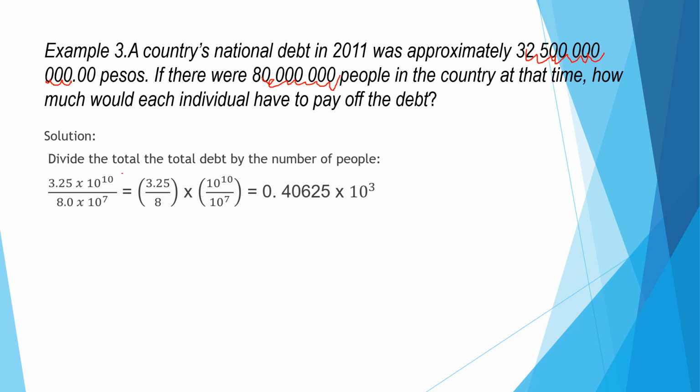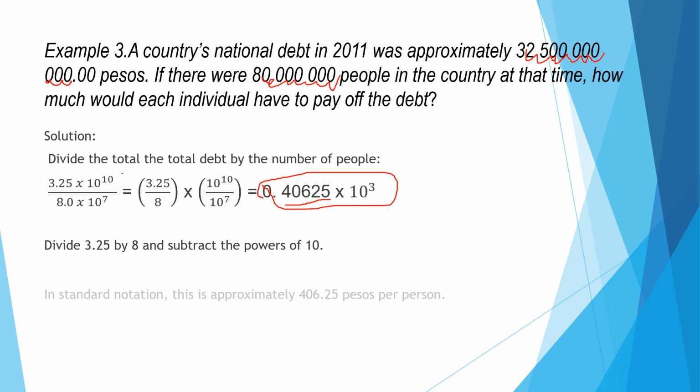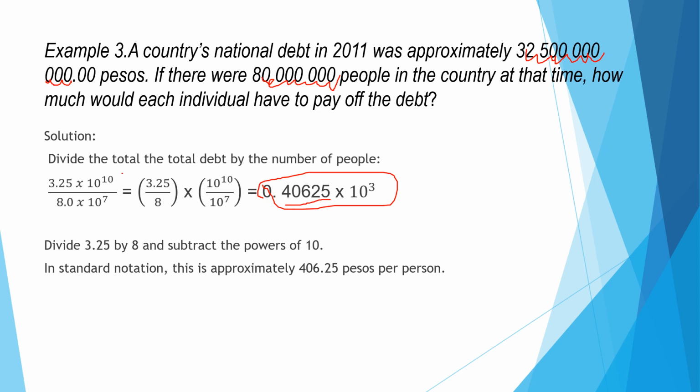So, 3.25 over 8. So we need to subtract this, no? 10 minus 7 is equal to 3. And if we're going to divide 3.25 over 8, the answer is this. Okay, so this one is the correct answer. So divide 3.25 by 8 and then subtract the power of 10. That's the rule. In standard notation, this is approximately 406.